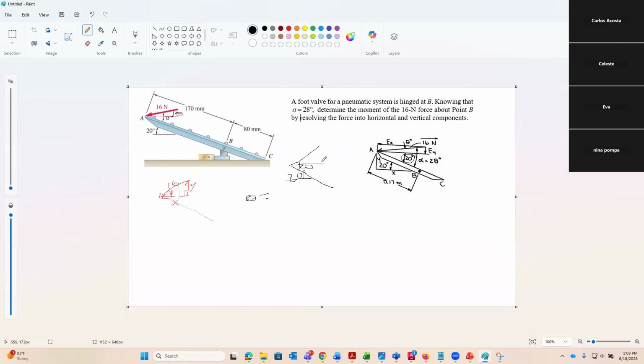Okay, and if the force is right here, then alpha is whatever this beta is minus 20. So alpha minus 20 is theta. And they tell us that that whole thing, alpha, is 28, so theta equals 8 degrees. All right, that was the first complicated part, finding that angle.